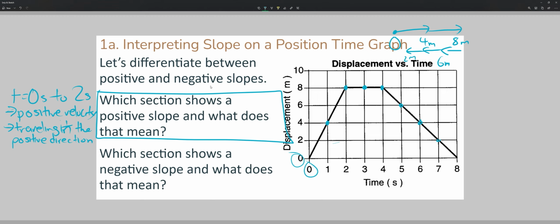And you're traveling in the positive direction. All right. Now, let's look at the bottom one.